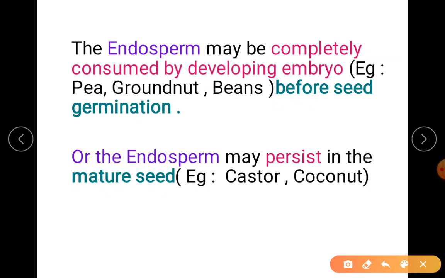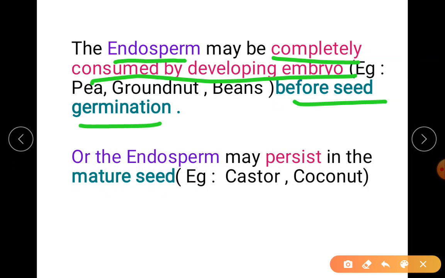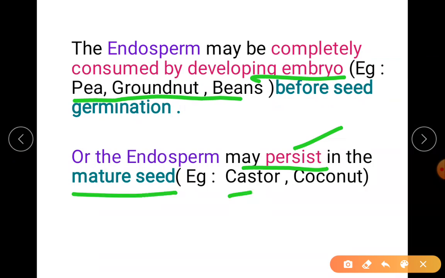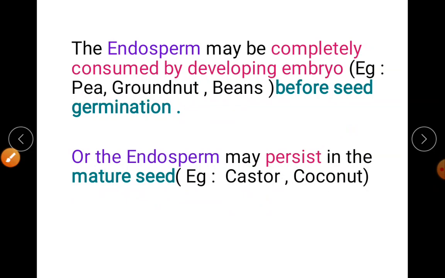Now, you should know something about endosperm. When it forms a seed, the endosperm may be completely consumed by the developing embryo before seed germination. You can find examples here: pea, groundnut, and beans. They are completely consumed by the developing embryo. Or it may persist, meaning it remains as a residual part in the mature seed. So castor and coconut are examples of persistent endosperm.